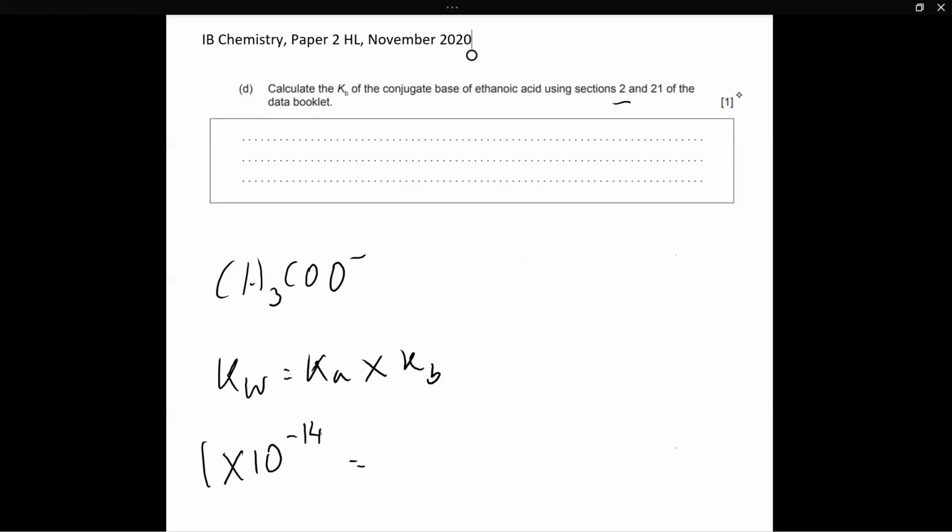Now, please make sure you have the most up-to-date data booklet. Otherwise, you might get a bit confused because the sections get shuffled around every so often. So please make sure you have the most up-to-date version of the data booklet.